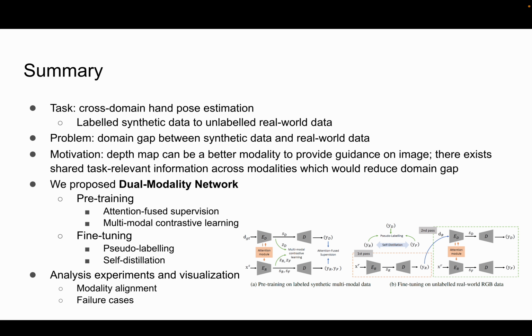In summary, we propose a dual modality network to address the cross-domain pose estimation problem in a semi-supervised setting. By leveraging multiple data modalities, we explore multi-level alignment during pre-training, including multimodal contrastive learning and attention-fused supervision. During fine-tuning, we explore self-distillation and provide a unified fine-tuning strategy for real-world data.